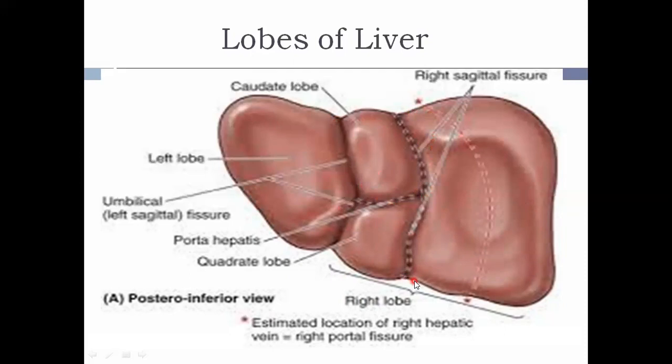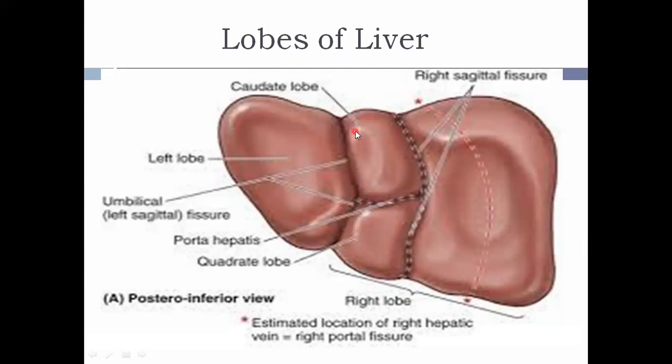And here we have the fossa for gallbladder. So the quadrate lobe, oh, here we have the porta hepatis. Now what are the boundaries of the quadrate lobe? To the right, we have the fossa for gallbladder. To the left, we have the ligamentum teres, fissure for ligamentum teres. Inferiorly, it is bounded by the inferior border of the liver, and superiorly, it's bounded by the porta hepatis, right?